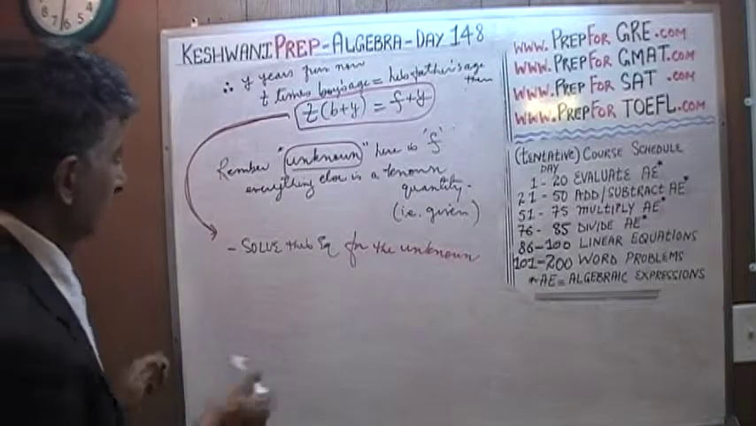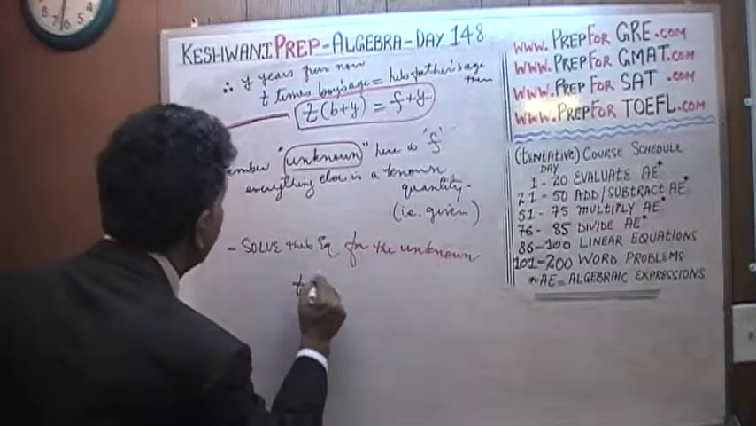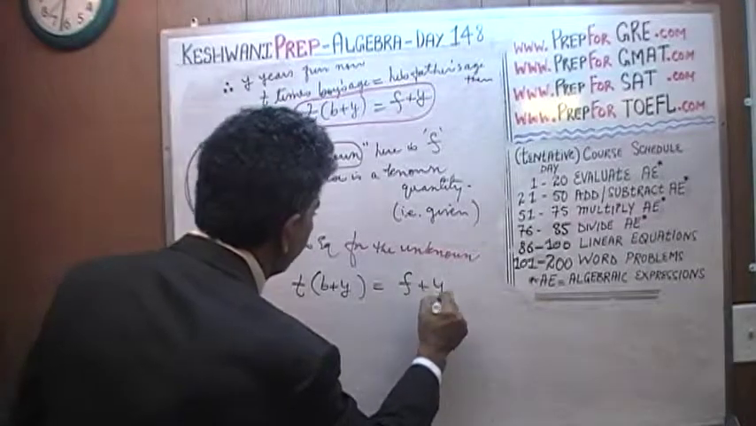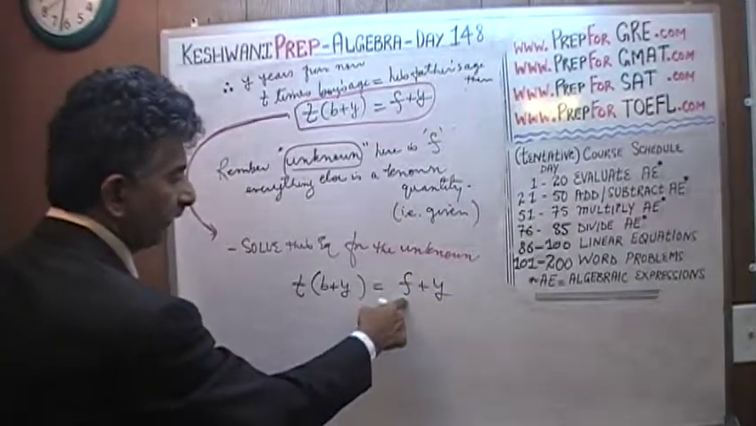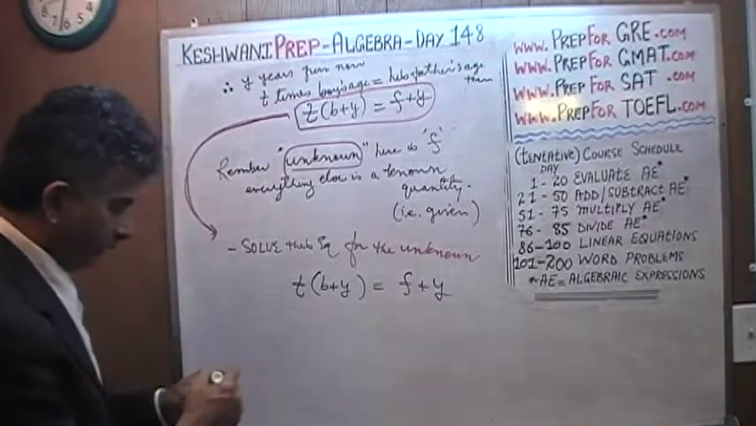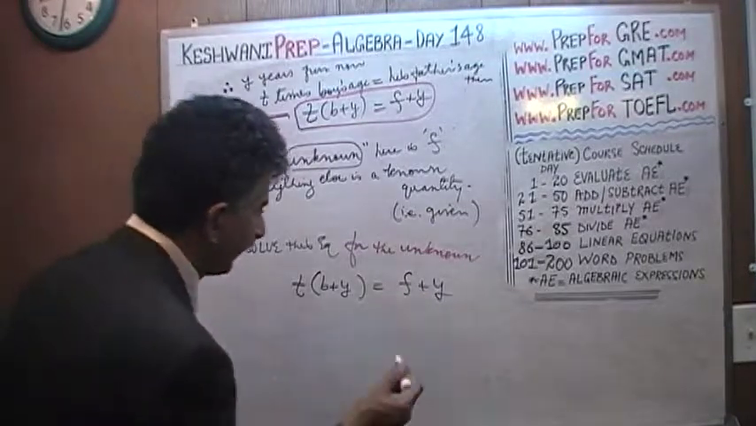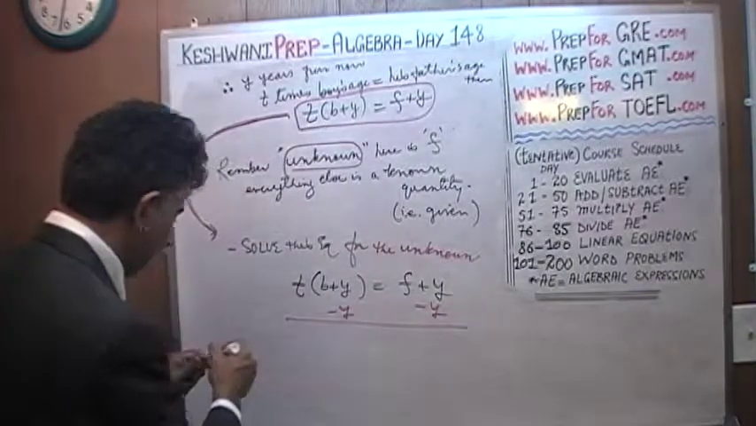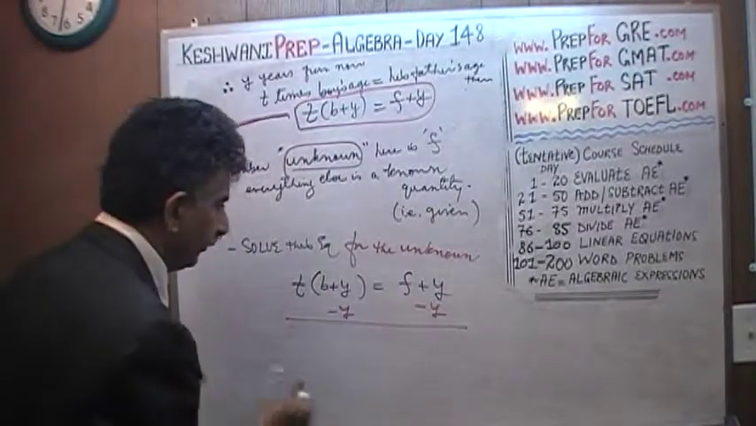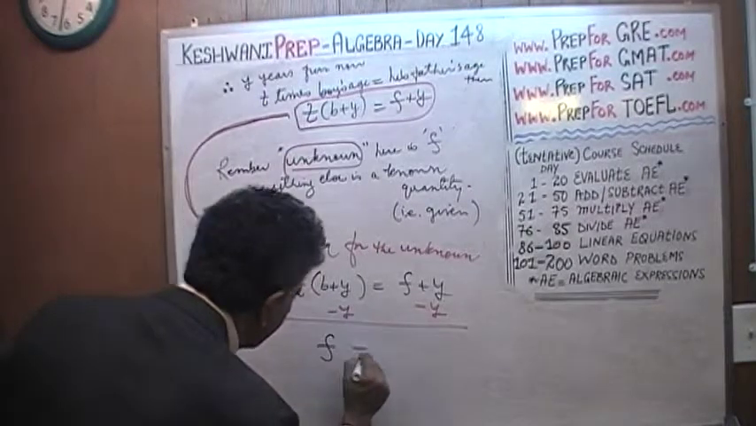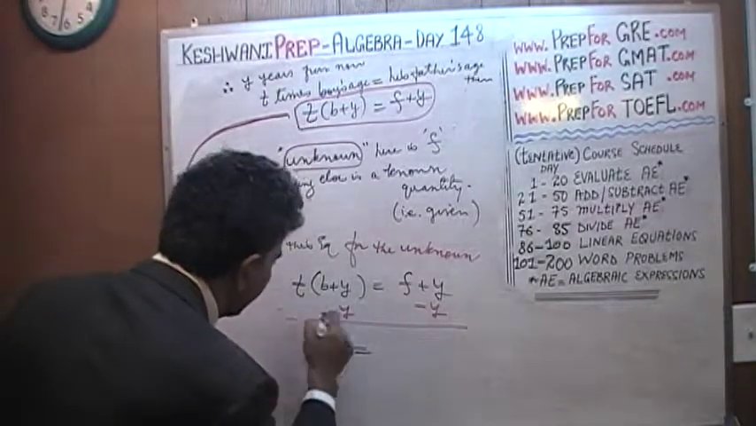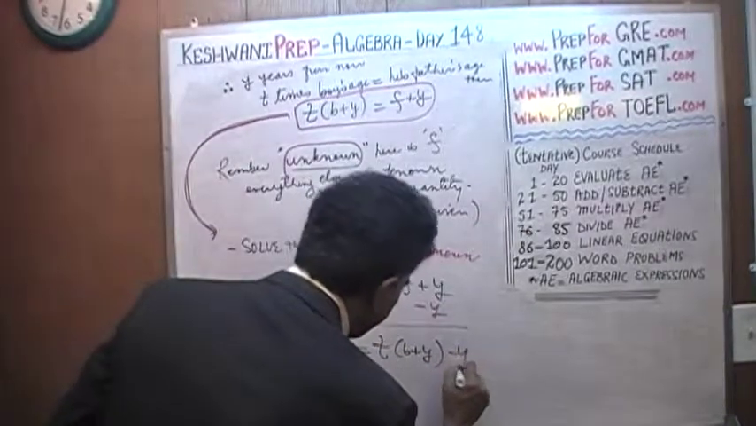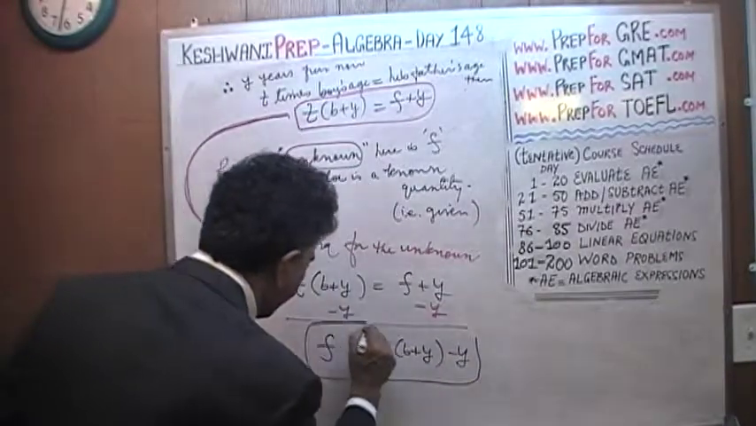It's already there. I'm going to rewrite it here: T times (B plus Y) equals F plus Y. The F is already there by itself. All we have to do is get rid of this Y. How do we get rid of the Y from that? By subtracting Y from both sides. Subtract Y from both sides of the equation, and voila, we have it. Therefore, F equals T times (B plus Y) minus Y. Very good. This is the final answer.